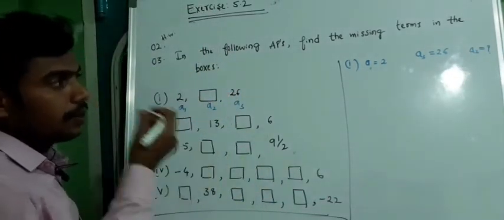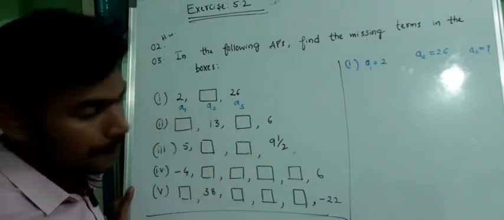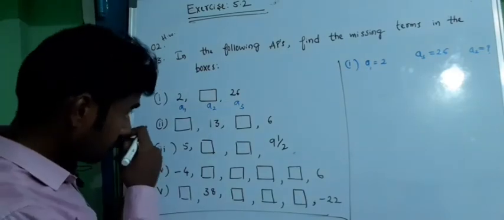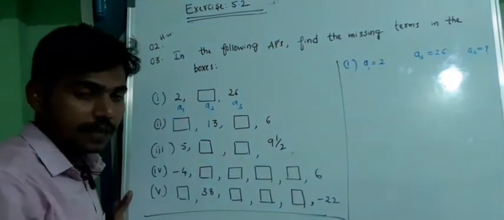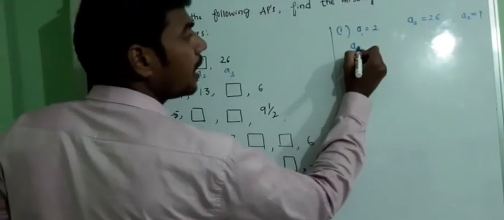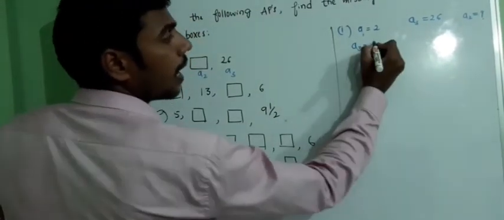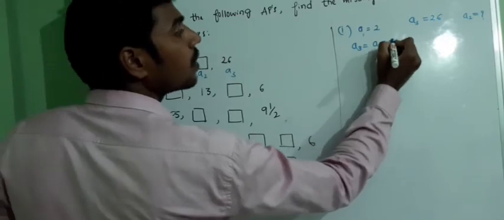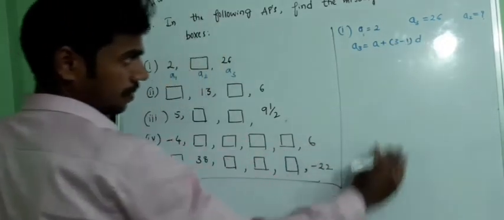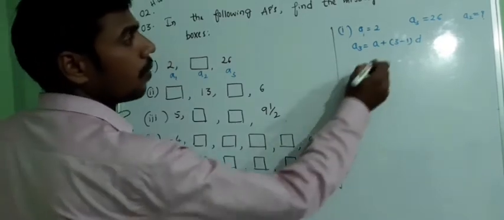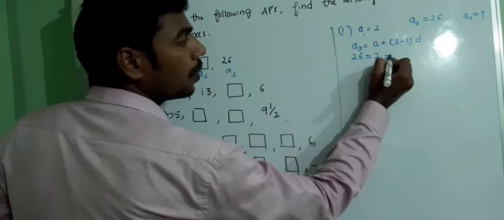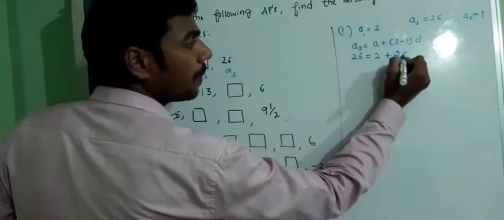To find A2, what should I know? I should know d, but I don't know what d is. If I know d, and I add d to the first term, I'll get the second term. So to find d, I'll make use of this formula: A3 is equal to a plus (3 minus 1) into d. What is A3? 26. A is 2, plus 3 minus 1 is 2d.